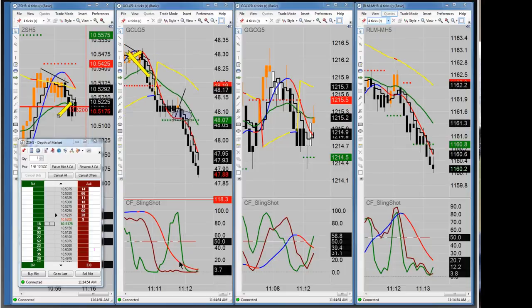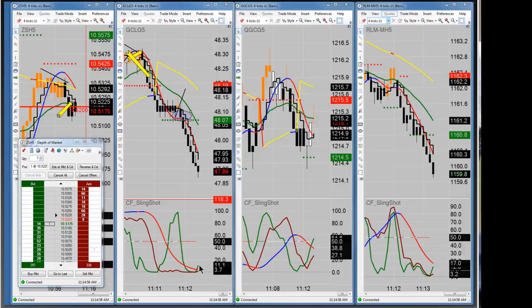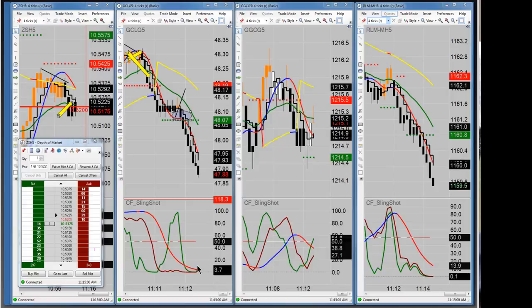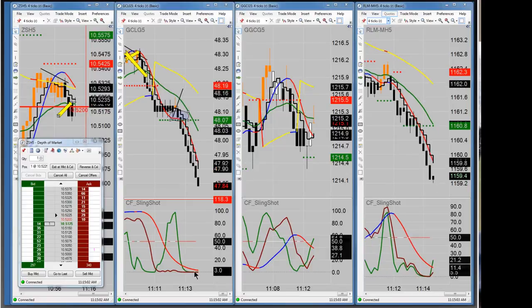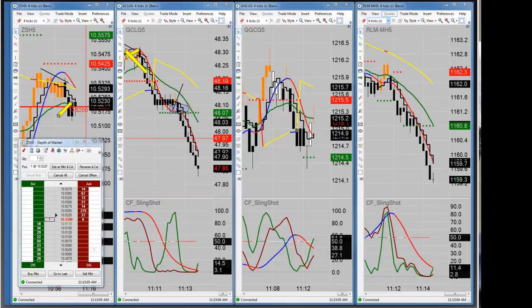The brown line, we don't talk about the brown line in here. But right now there's no divergence between the green line and the brown line. Man, I wish I got in that trade.